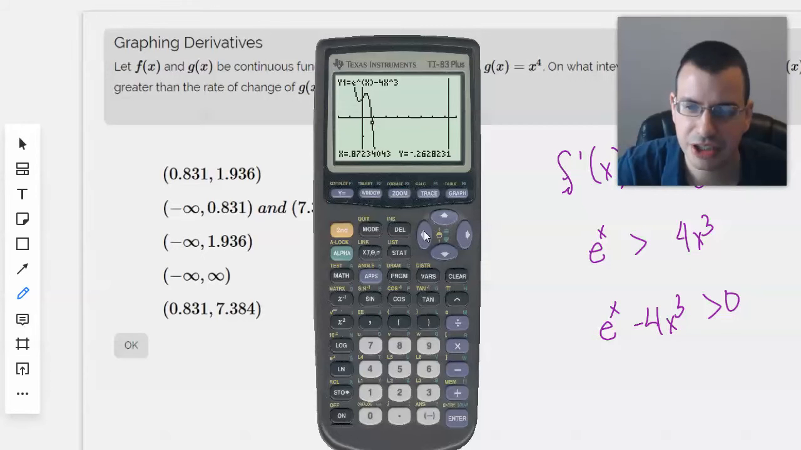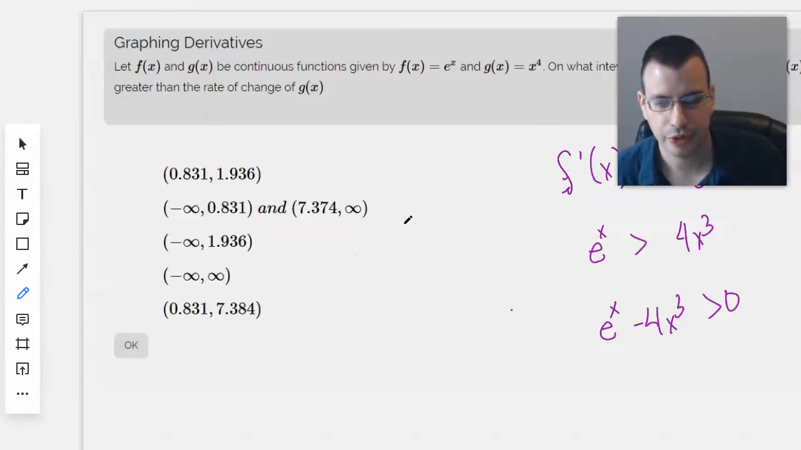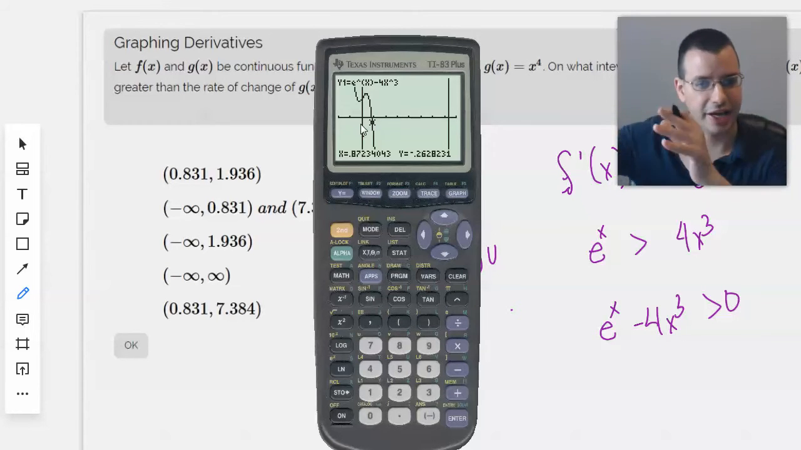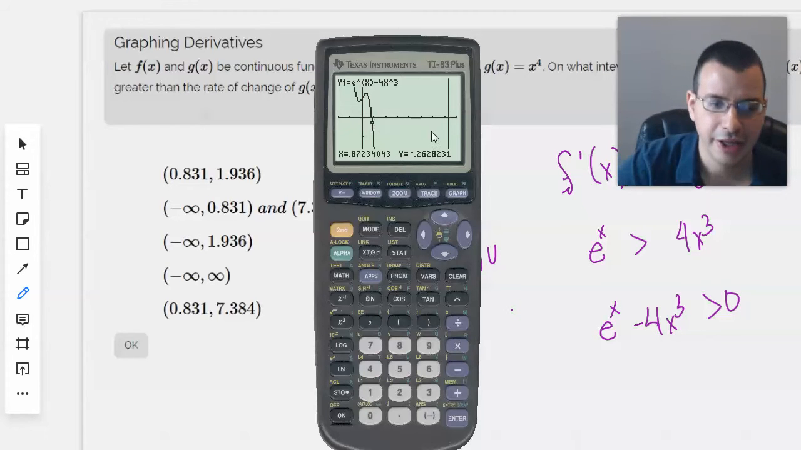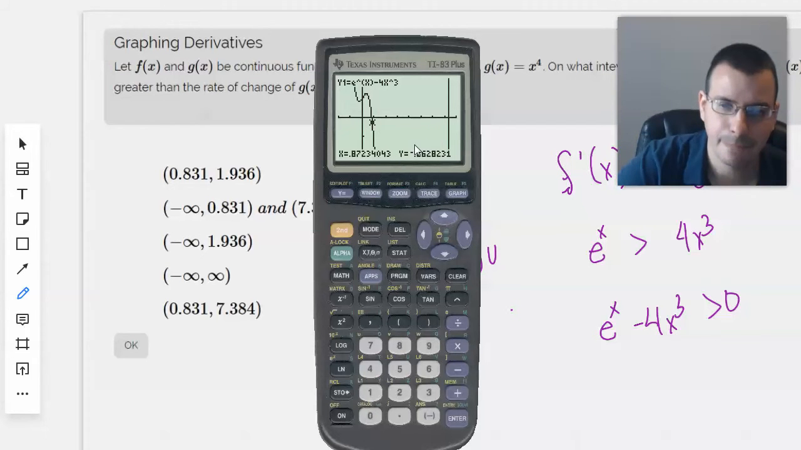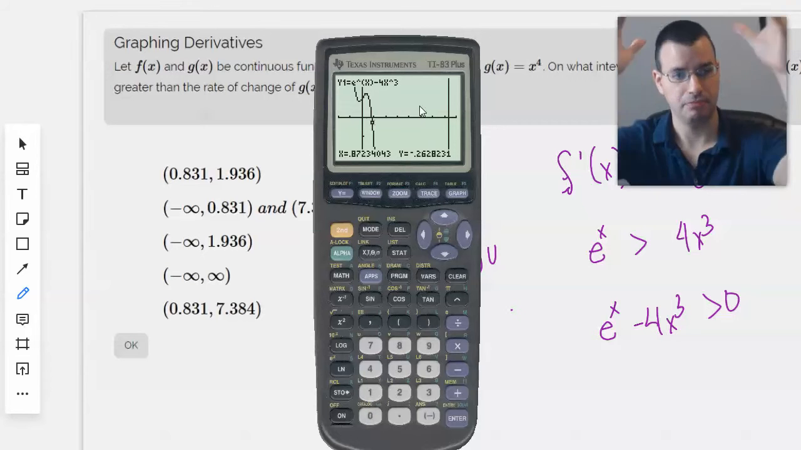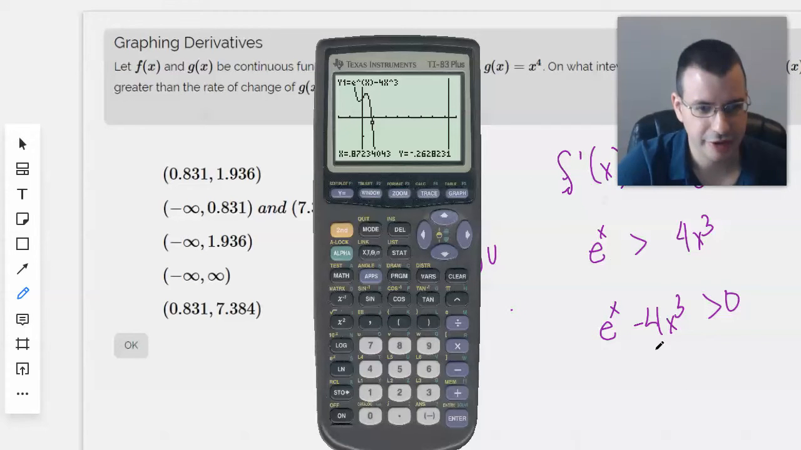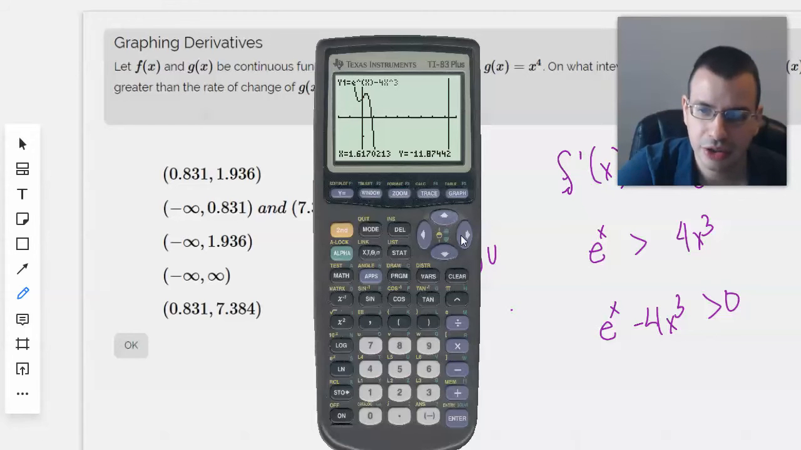Uh, 0.76, 0.82. So negative infinity to 0.82 union. If you look at this, on the left side, which goes towards negative infinity, it's above 0. Therefore, the derivative, this equation right here, is above 0. Keep tracing to the right. It looks like 1, 2, 3, 4, 5, 6, 7, 7.2.